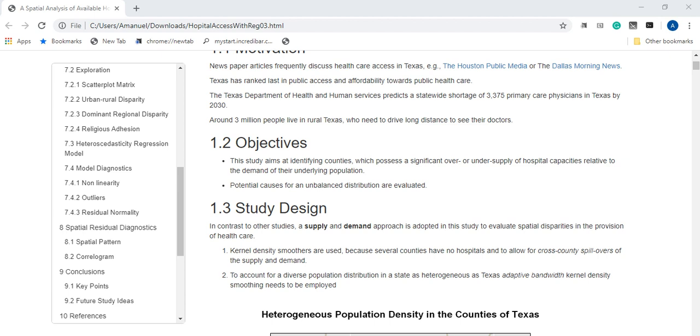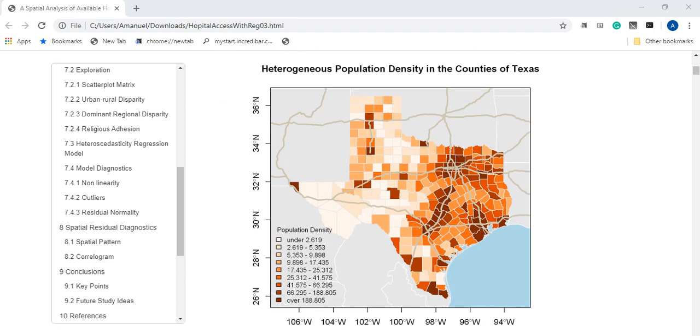Study design: in contrast to other studies, a supply and demand approach is adopted in this study to evaluate the spatial disparities in the provision of health care. Kernel density smoothers are used because several counties have no hospitals, and to allow for cross-county spillovers for the supply and demand. To account for a diverse population in a state as heterogeneous as Texas, adaptive bandwidth needs to be employed.